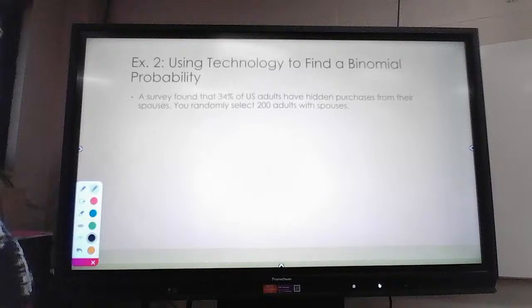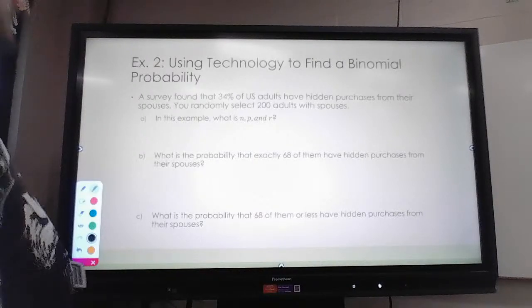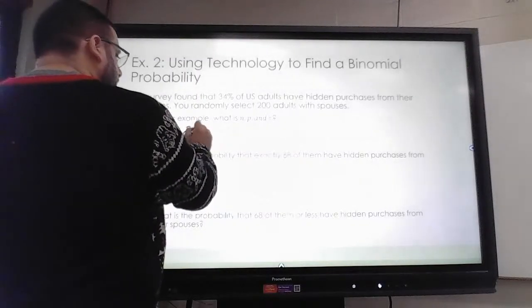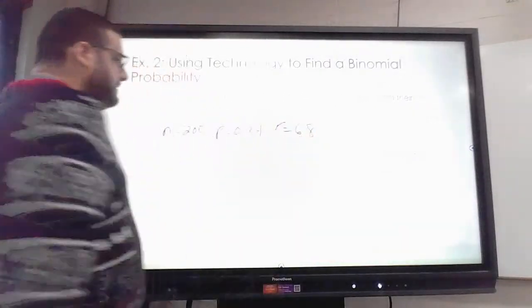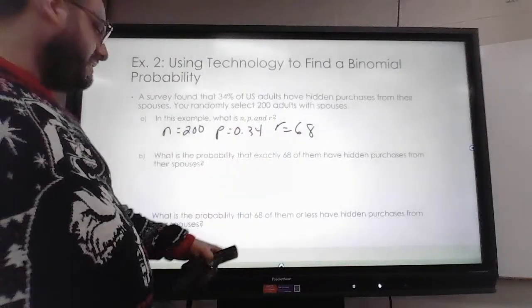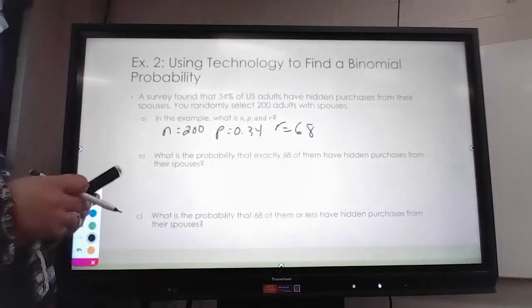So here's another example. A survey found that 34% of US adults have hidden purchases from their spouses. You randomly select 200 adults with spouses. What is the probability that exactly 68 of them have hidden purchases? What is the probability that 68 or less have hidden purchases? It's the exact same type of problem. N is 200, P is 0.34, and R is 68. So again, exactly 68, that's binomial PDF. 68 or less, that's binomial CDF.